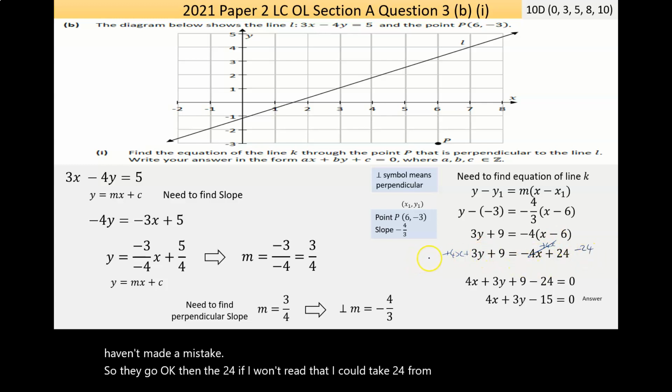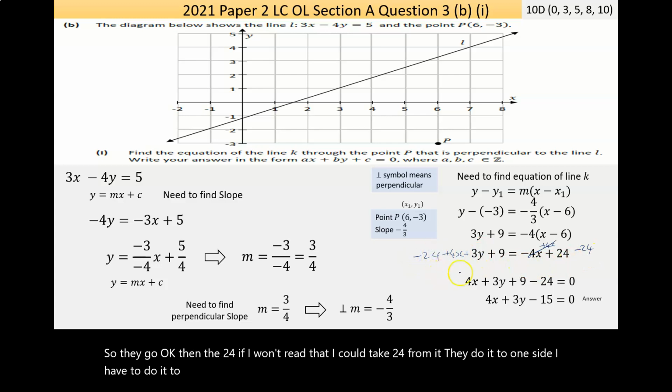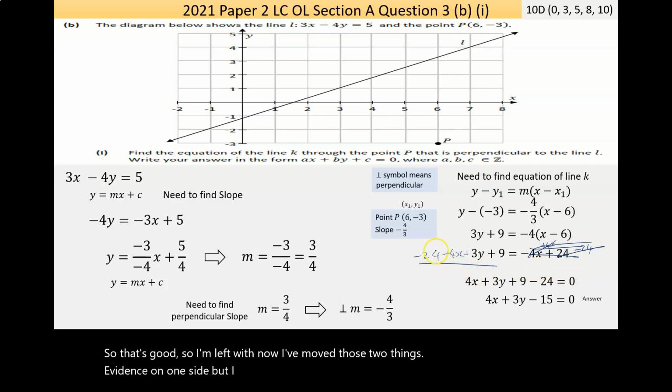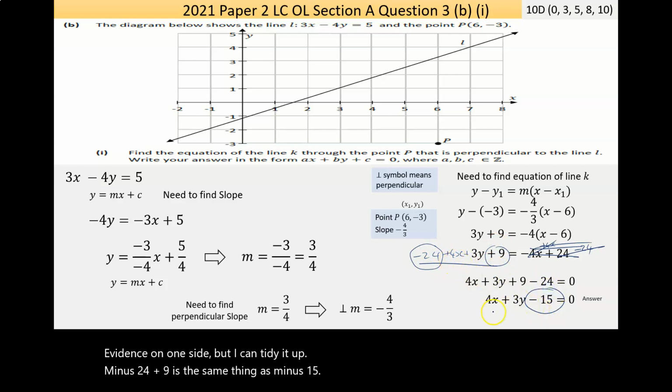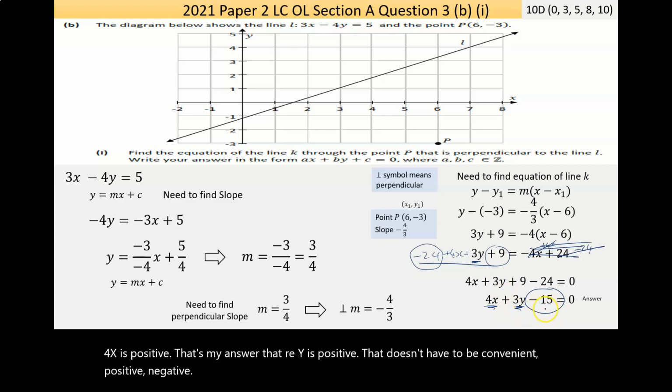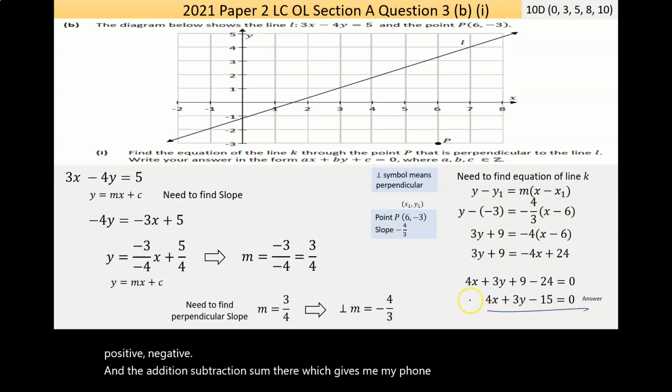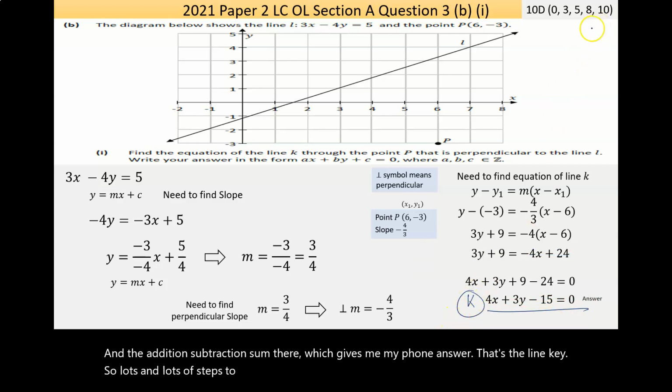If I do it to one side, I have to do it to the other. So that's gone. So I'm left with nothing. I've moved those two things. Everything's on one side, but I can tidy it up. Minus 24 plus 9 is the same thing as minus 15. The 4x is positive. That's in my answer. The 3y is positive. That doesn't have to be. It can be positive, negative. And the addition, subtraction sum there gives me my final answer. That's the line K. So lots and lots of steps to this, but a big chunk of marks.